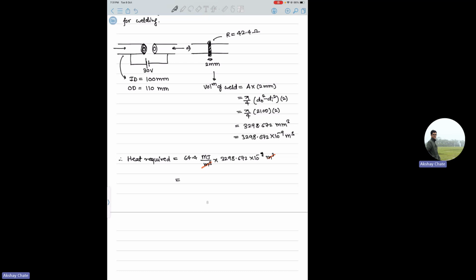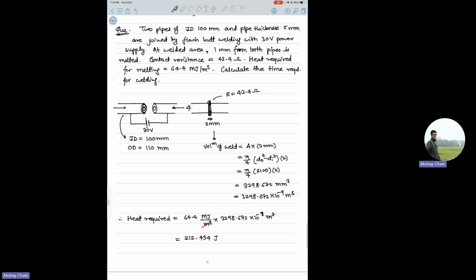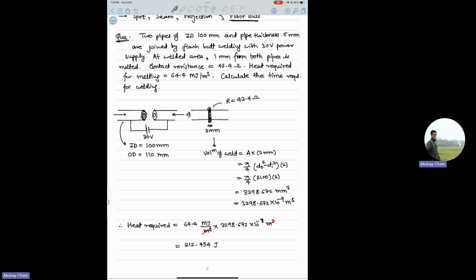Okay, so you get, and this is in megajoule, right? So basically, if you want it in terms of joule, this is 10 to the power 6 and 10 to the power minus 3. So into basically, yeah. So you get 212.434 joules.